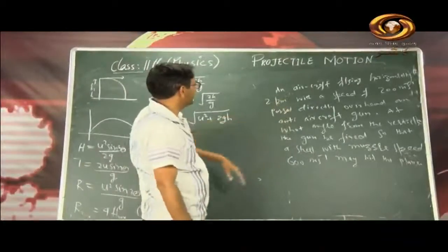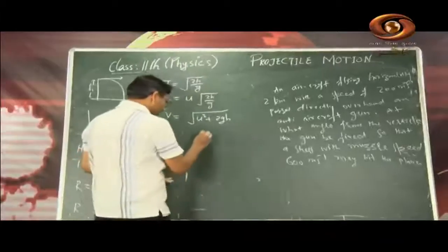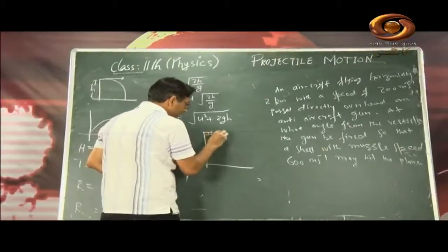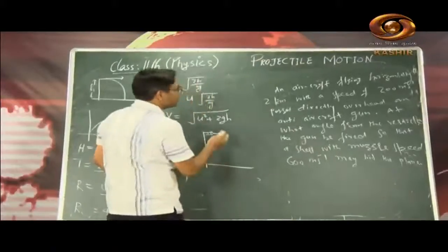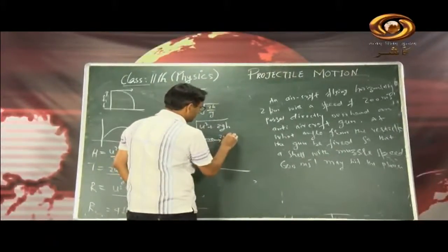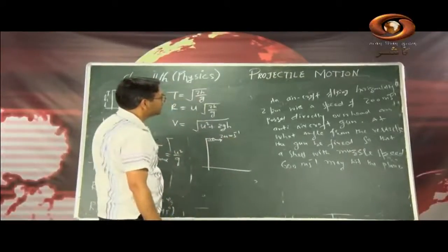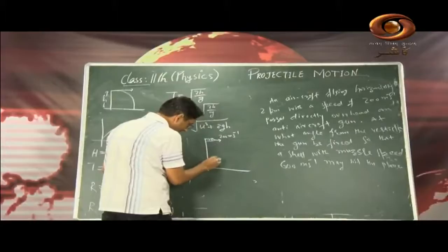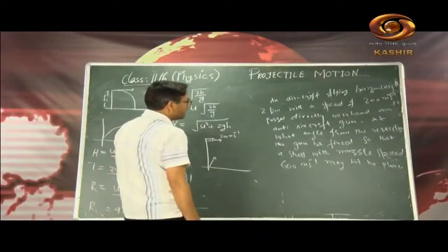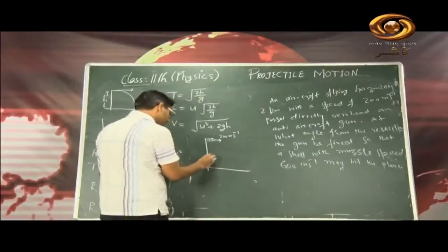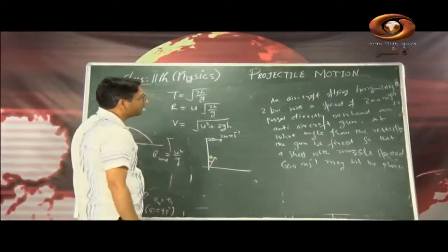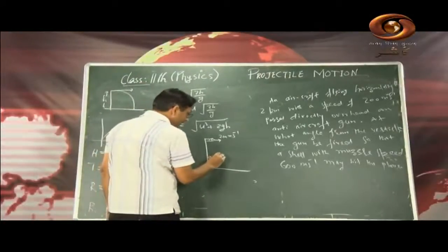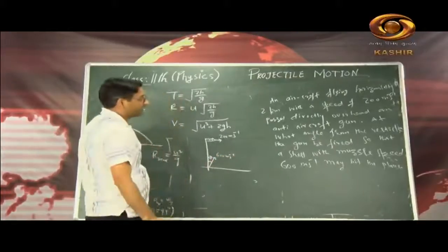An aircraft flying horizontally 2 kilometers. Let's try to understand this numerical. Suppose this is an aircraft, its speed is 200 meters per second. It passes directly overhead an anti-aircraft gun, like this. At what angle from the vertical? This is the angle with the vertical, not with the horizontal. We are asked at what angle the gun should be fired so that a shell with muzzle speed 600 meters per second may hit the plane.